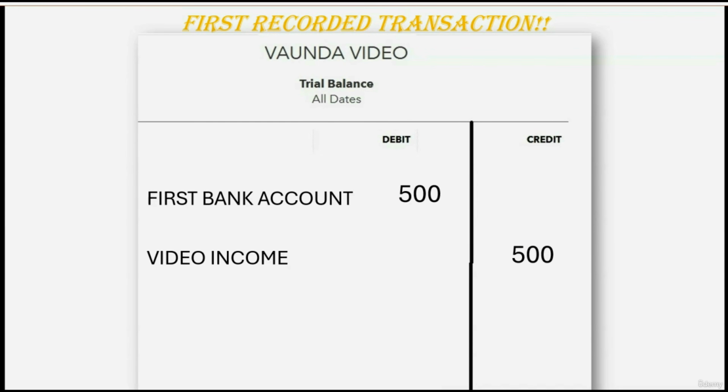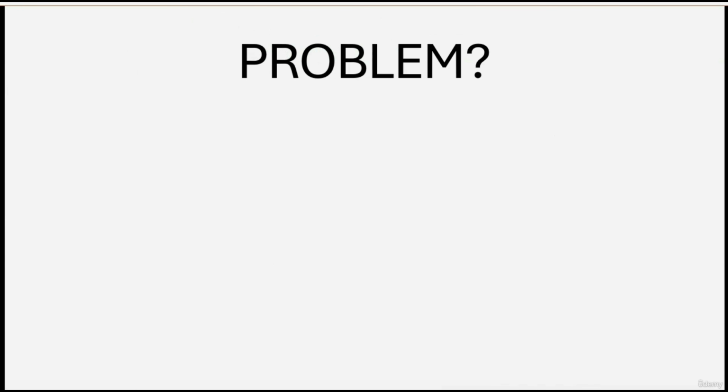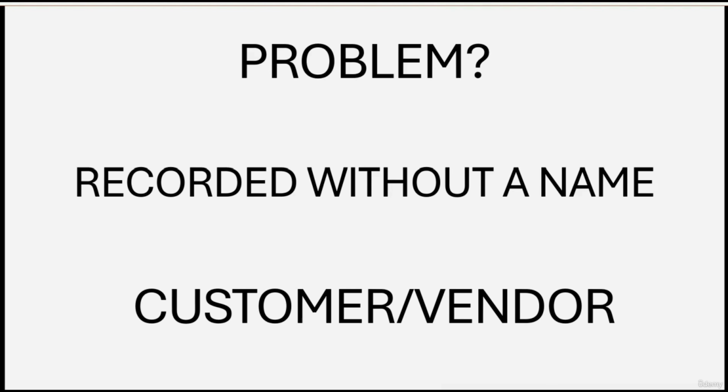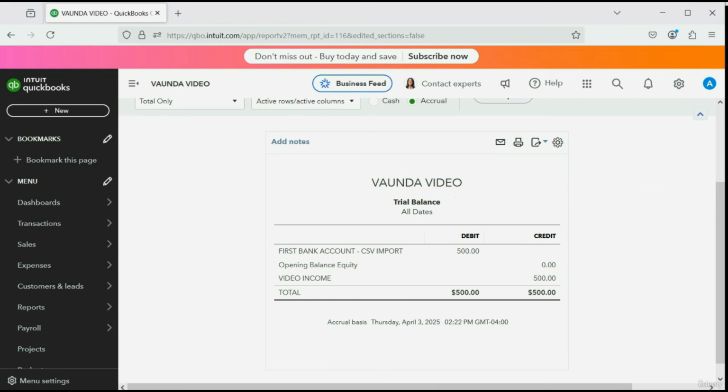Now, even if your trial balance agrees with mine, there's still a problem with what we just did. You see, we recorded that transaction without the name of the customer that gave us the money, or if it were an expense and you just click Confirm, it would record it without the vendor whom you paid. You need to put the customer or vendor, and that information is not there. Watch, I'm going to show you.